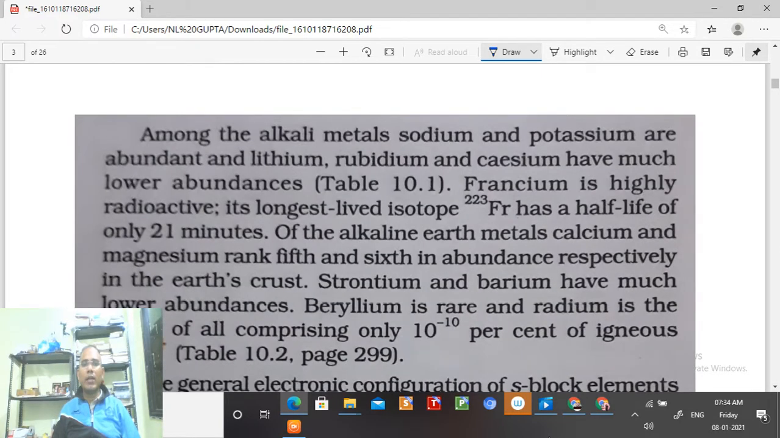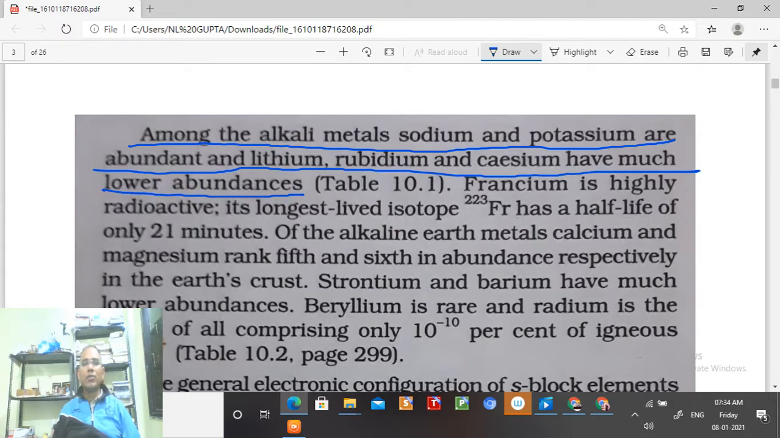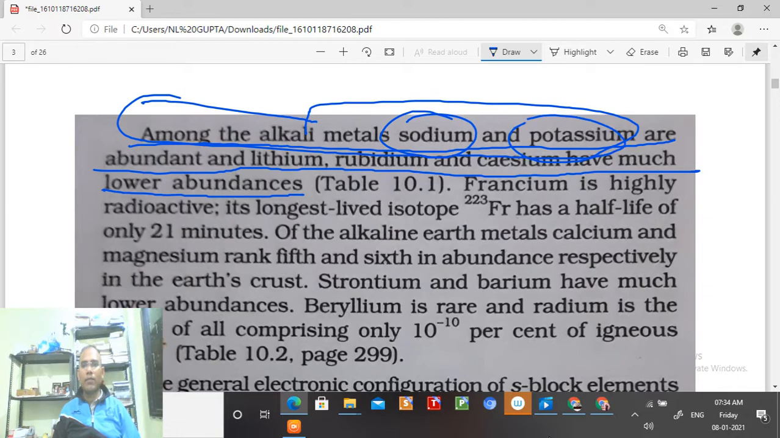Next they are saying among the alkali metals, sodium and potassium are abundant, and lithium, rubidium, cesium have much lower concentration. So what are the alkali metals? Sodium and potassium are the most abundant, while lithium, rubidium, and cesium have much lower concentration. We will study table 10.1.